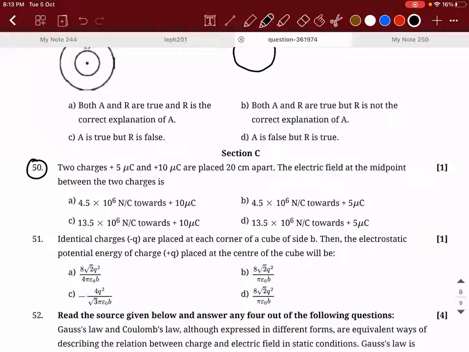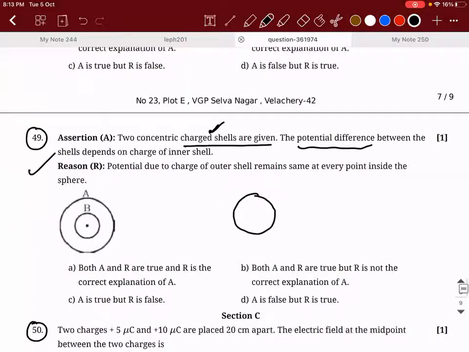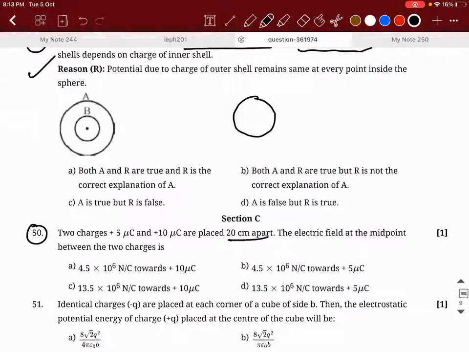50th. Two charges plus 5 and plus 10 microcoulomb are placed 20 centimeter apart. The electric field at the midpoint between the two charges is? What is the answer? B, sir. D, sir. One thing I can say is the electric field is more dominated by the plus 10 microcoulomb charge, so the electric field should be towards the plus 5. The option should be either B or D. And if you calculate, B is the right answer.